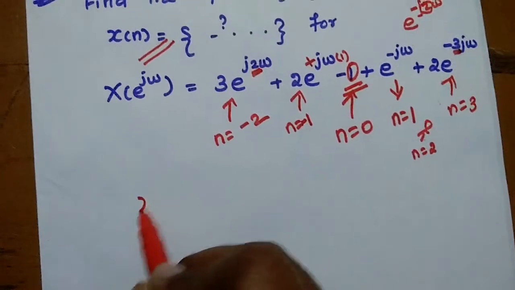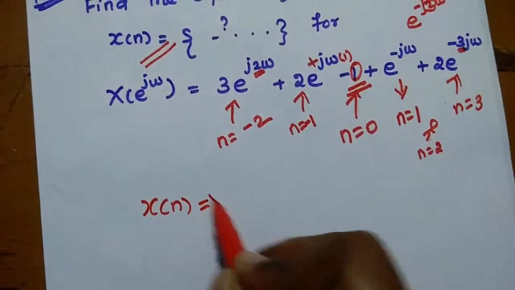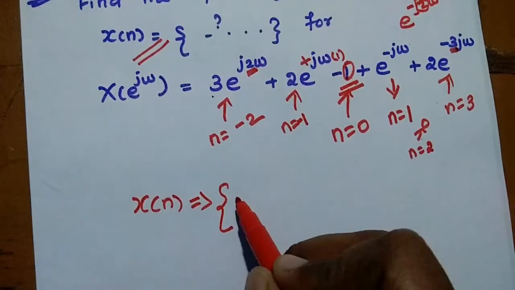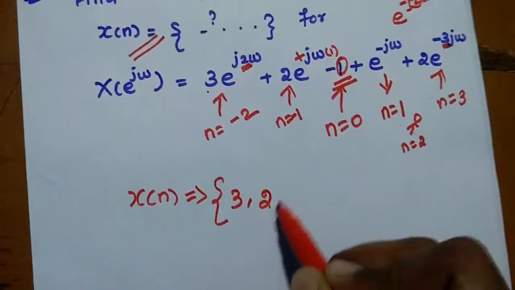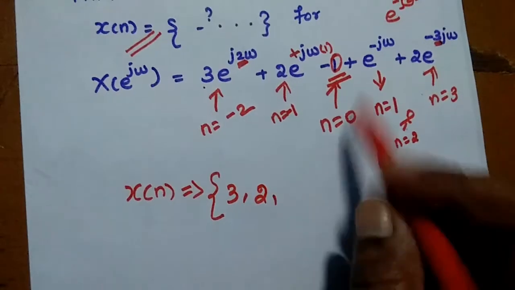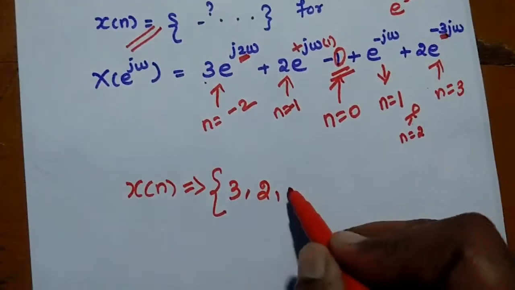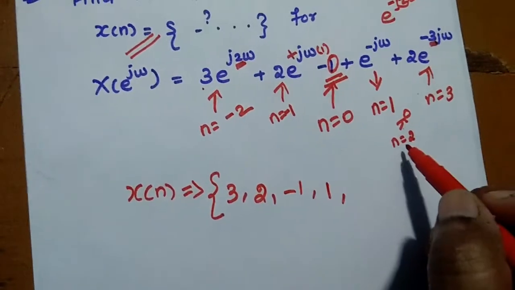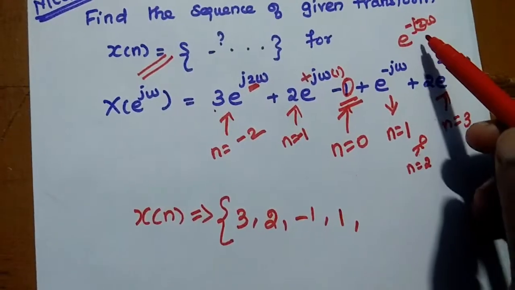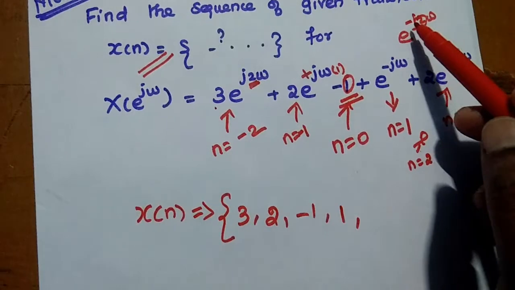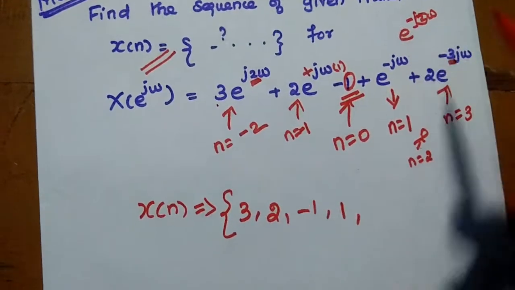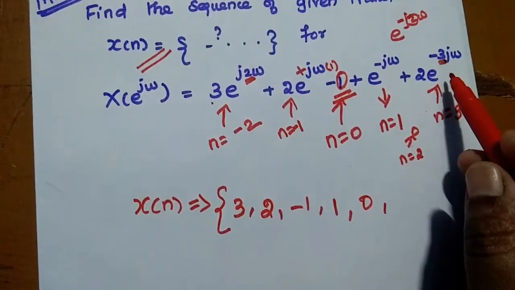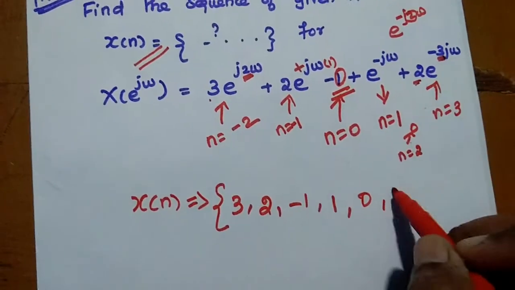So we can simply write down the sequence as, what is that value? Here 3, 2, that amplitude. Okay. Here n is equal to 0 value is minus 1. This value is plus 1. N is equal to 2 value is not given in the transform because e power minus j2 omega is missing. If it is missing means that value is 0. So next n is equal to 3 value is given, that is nothing but 2.